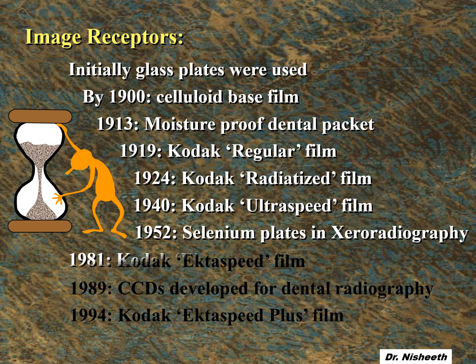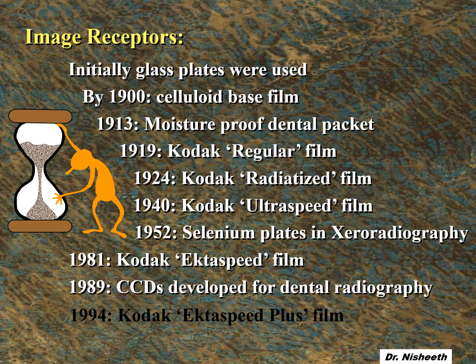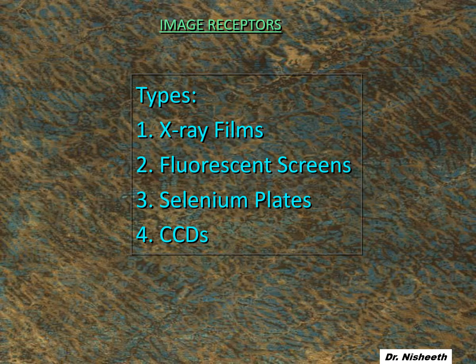Then in 1989, CCDs, or charge coupled devices, or what you call RVG or digital radiography, started coming. And in 1994, Kodak Ektaspeed Plus films came. After this, recently F speed films have come, or even faster films. This is a brief history of the image receptors, how they have developed.